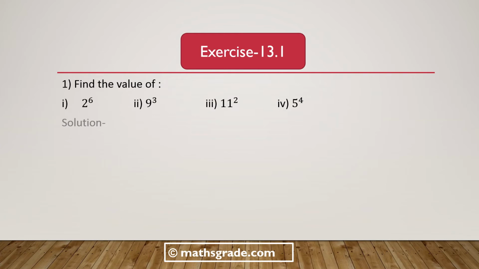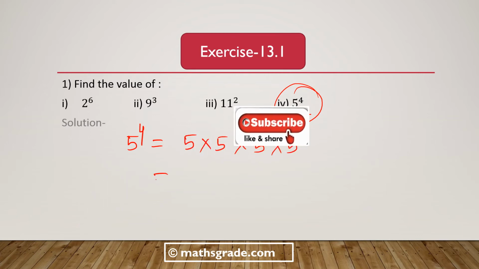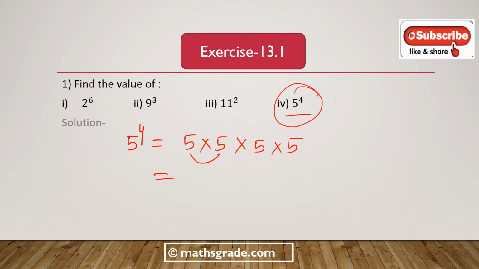Now we solve question number 4th bit, 5 to the power 4. Find the value of 5 to the power 4. 5 to the power 4, where 5 is the base and 4 is the exponent. 5 to the power 4 means we have to multiply 5 4 times. 5 multiplied by 5 is 25. 25 multiplied by 5 is 125. And 125 multiplied by 5 is 625. So 625 is the value of 5 to the power 4. 5 to the power 4 is 625.